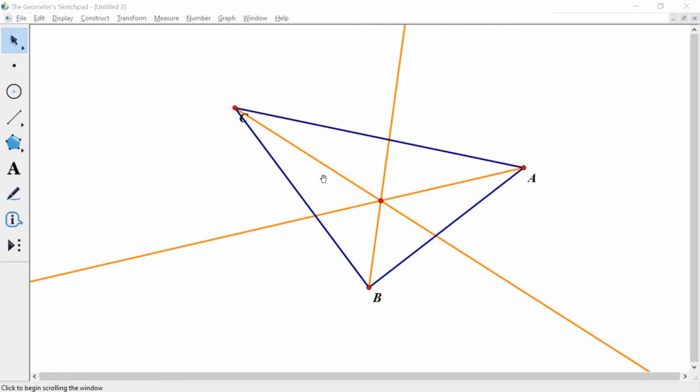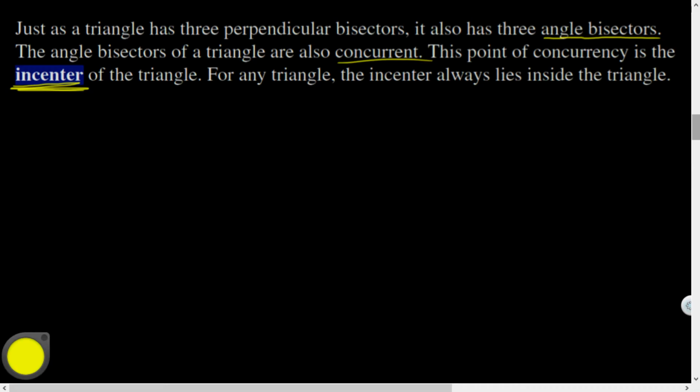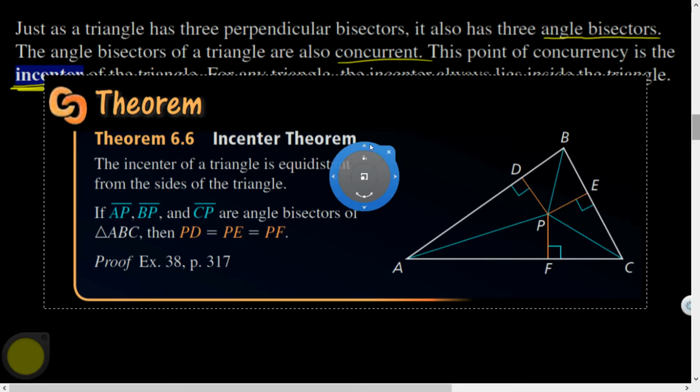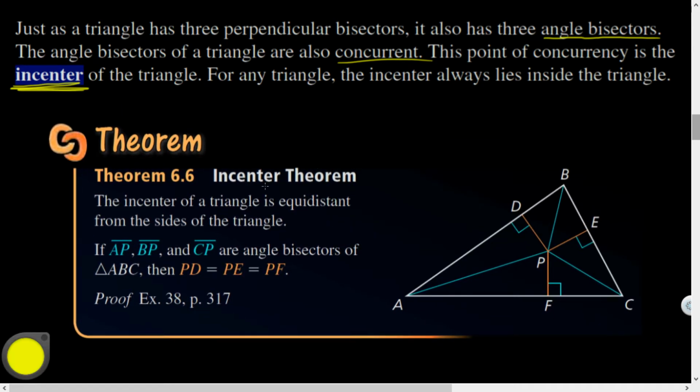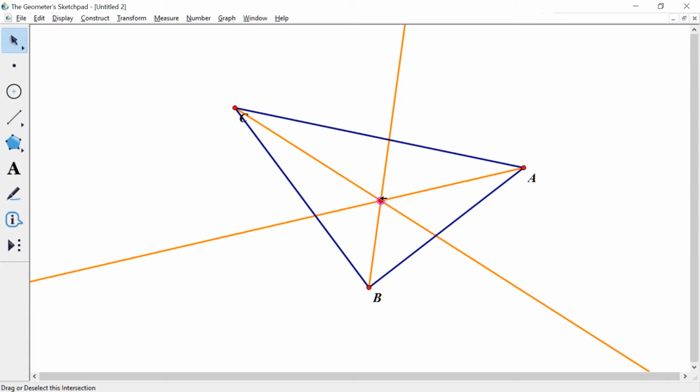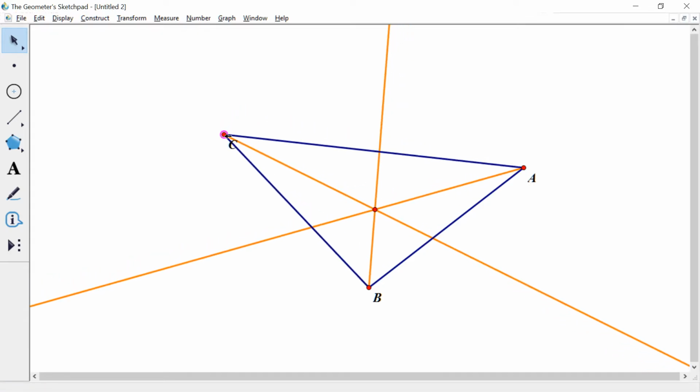All right. What else did they tell us? So there's a theorem called the incenter theorem. And what does the incenter theorem say? It's got the word center in it again. The incenter of the triangle is equidistant from the sides of the triangle. Okay. So how do I measure distance to the side? I wouldn't measure along this orange line, just so you're aware. Along this orange line is not the shortest distance. The shortest distance would be perpendicular to that.